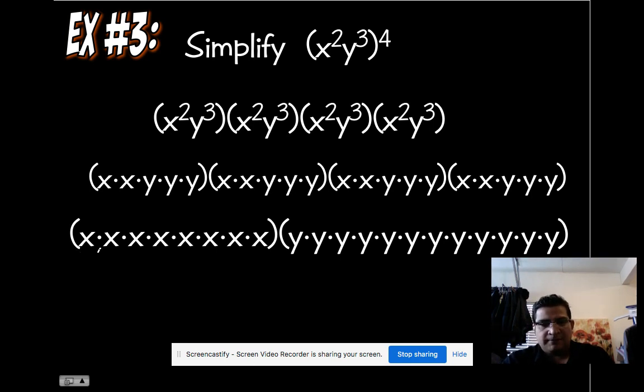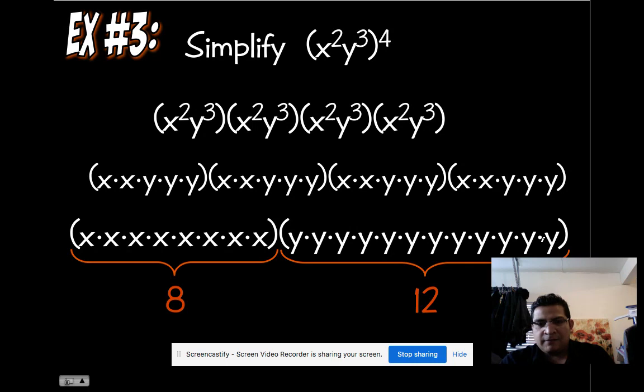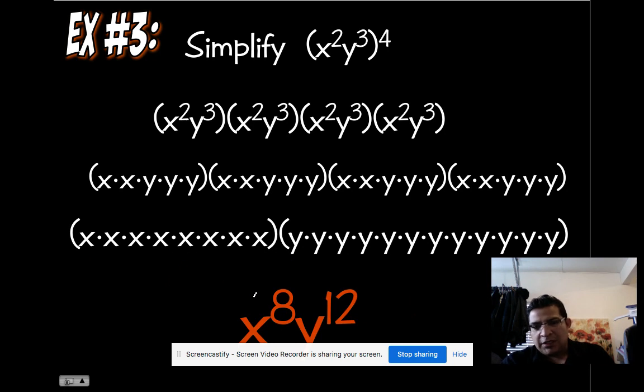Let me count. 1, 2, 3, 4, 5, 6, 7, 8. And I have 1, 2, 3, 4, 5, 6, 7, 8, 9, 10, 11, 12. So I have 12 y's and 8 x's. I can rewrite this as x to the 8 times y to the 12.